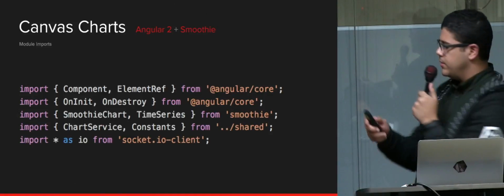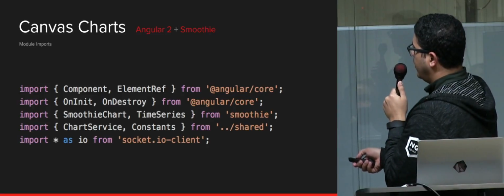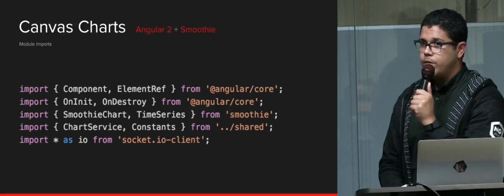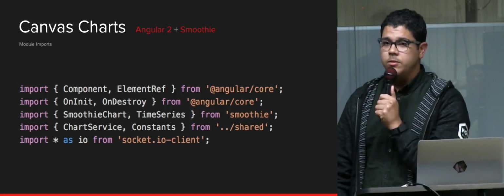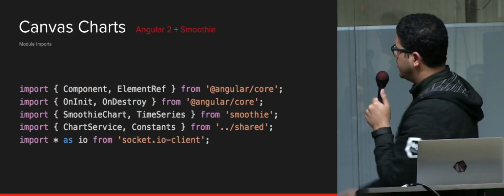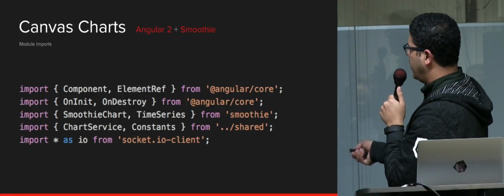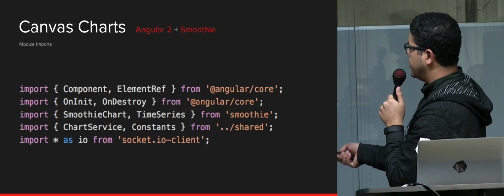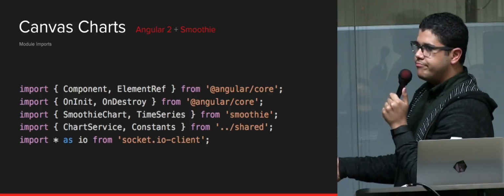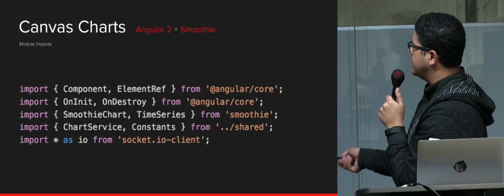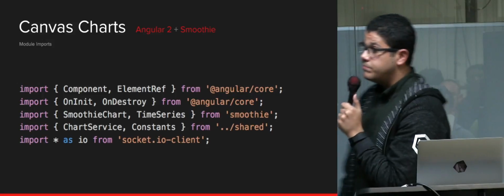In this case, you've seen element reference, you've seen on init, on destroy. It's for performance reasons. Once the component is destroyed, we're going to be killing the socket event listener. So that's something that Angular helps us do. And then we have the library. This is all library specific. It's smoothie chart and time series. Then we have some services and some constants that are custom made. And we're using sockets here.